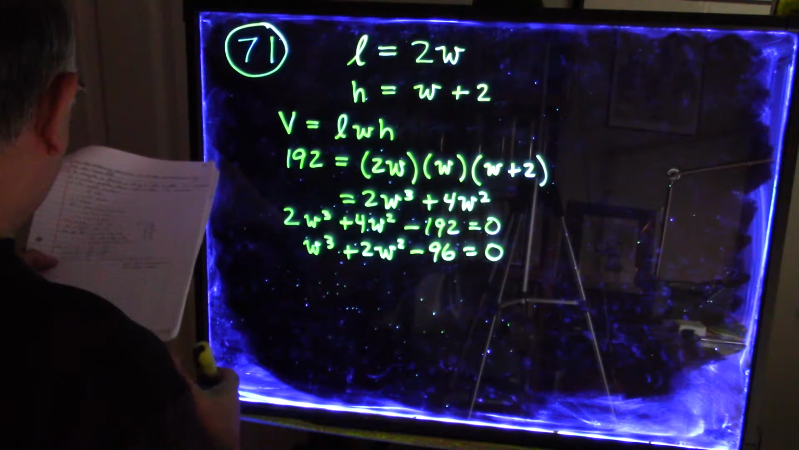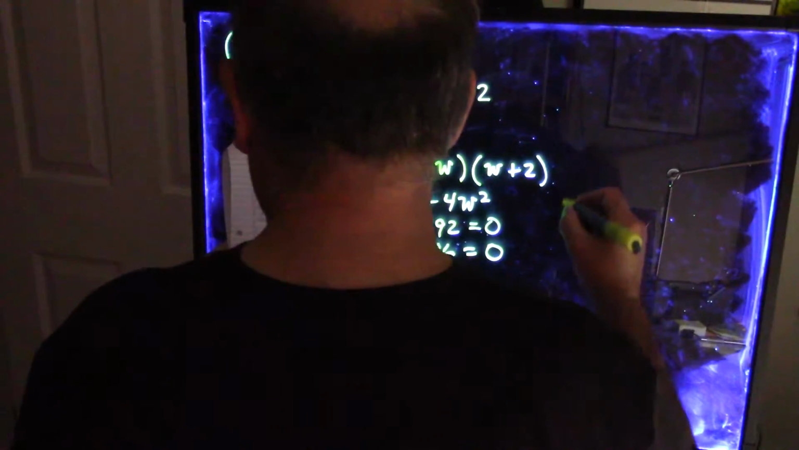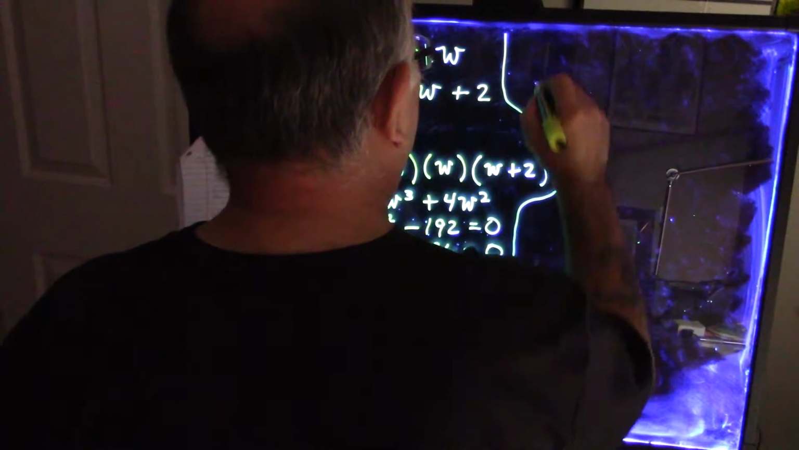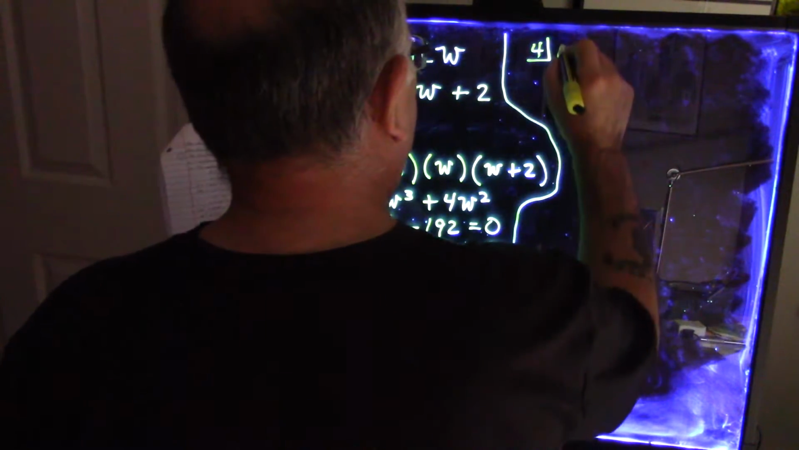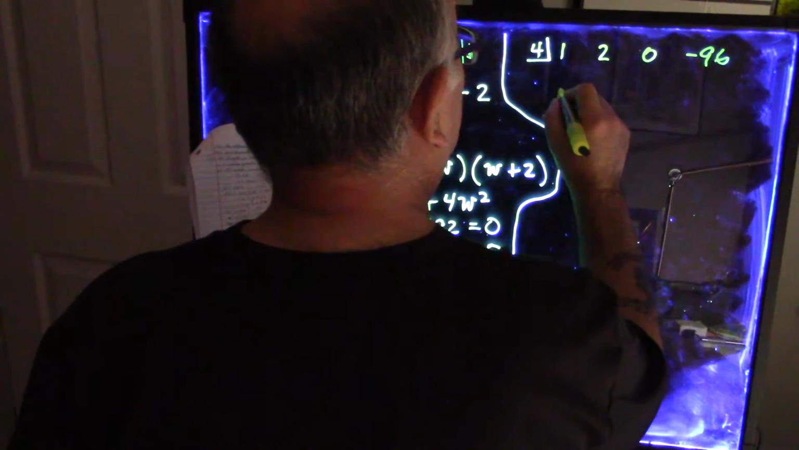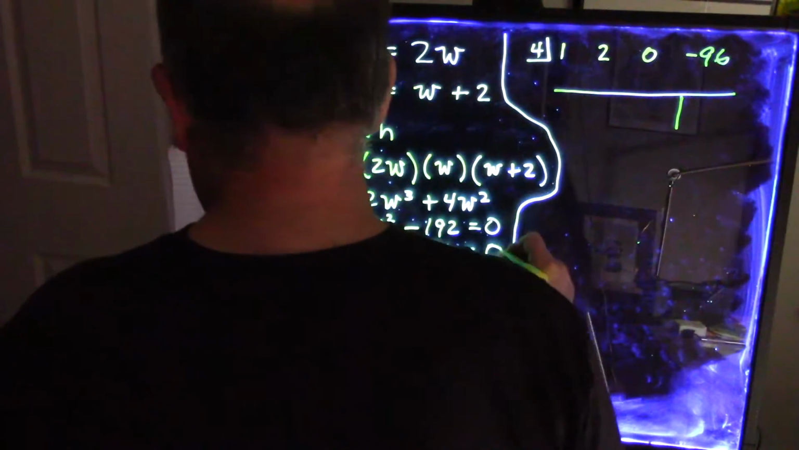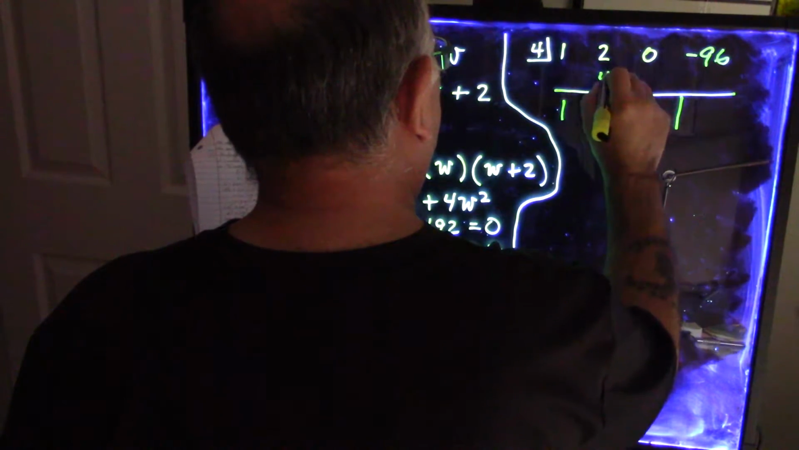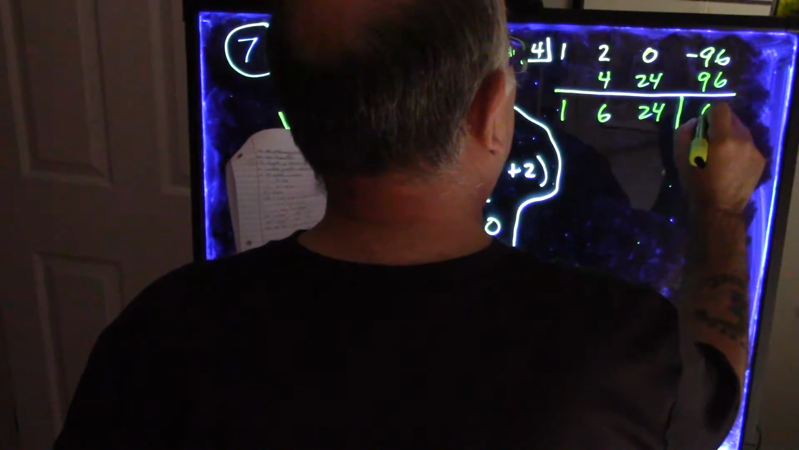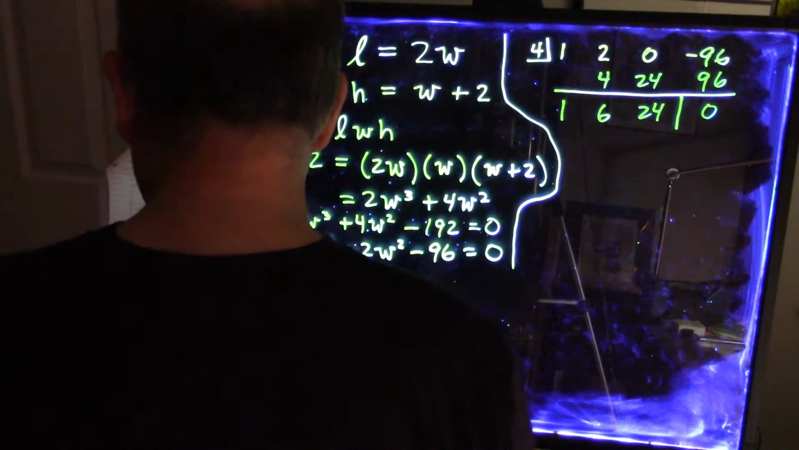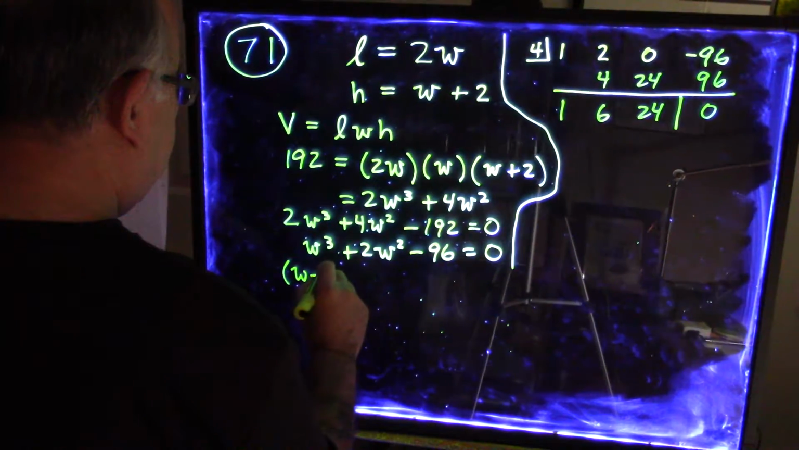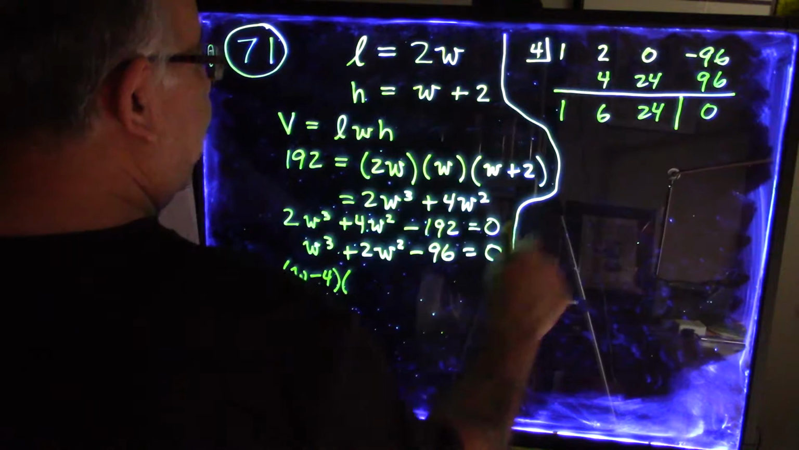Okay. So it turns out that 4 will work. Let me do that up here. I'll just divide it off with a line. 4 works on this polynomial. We've got 1, 2, 0, negative 96. So we've got 1, 4, 6, and 24, and 96. All right, so this polynomial will equal W minus 4 times W squared plus 6W plus 24.